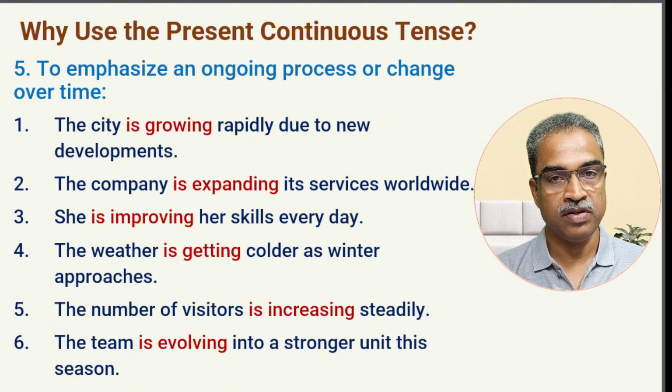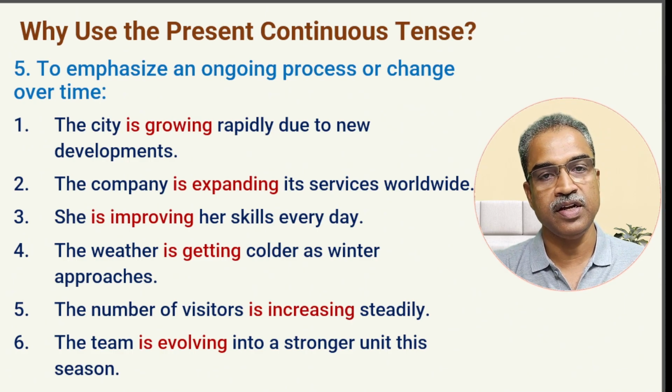We will learn subject-verb agreement later, but still, here, a number of visitors are increasing steadily? No, it is not are, it is still is, because the real subject is number here. Number is increasing. What number? Number of visitors. So this is another way to emphasize an ongoing process or a change over time. We use present continuous tense.